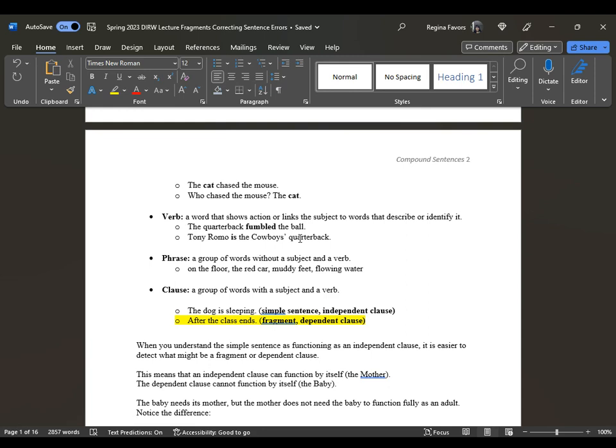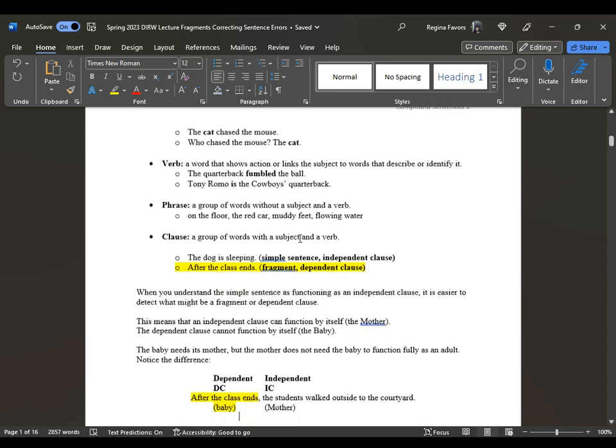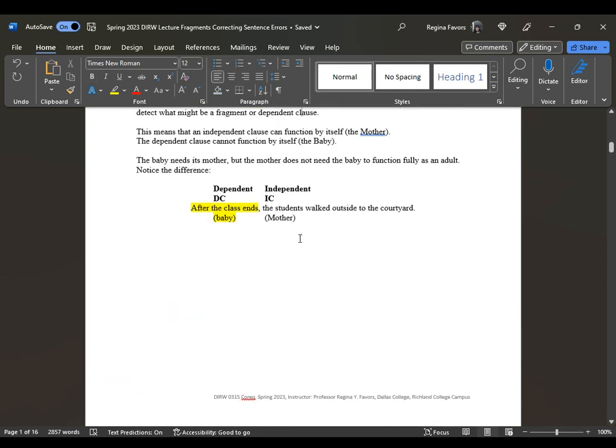But if we didn't have after and we capitalize the T in the class ends, that will be an independent clause. But when you place a dependent word before the independent clause, it becomes a dependent clause, which can also function as a fragment. Remember, when it comes to dependent clause, independent clause, that the dependent clause is the baby needs the mother. So when you are solving or resolving a grammar issue with a dependent clause, the way that you do that is by adding an independent clause. So after the class ends, comma, the students walked outside to the courtyard.